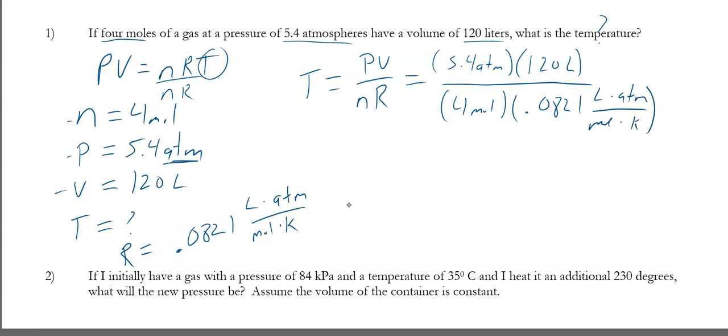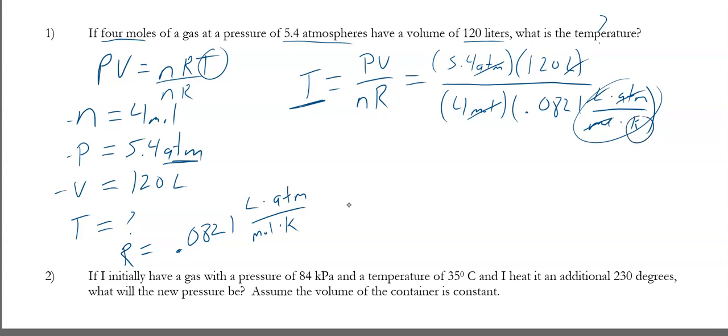Okay, now let's take a look at our units really quick. All the units in our R value should cancel out except for the temperature units, which is over here, because that's what we want to be left with. So let's check that out. Here I have moles here and moles here on the bottom, so those will cancel. I have atmospheres on top here, and I have atmospheres here, and I have liters here and liters here. So all of my units cancel except for Kelvin, and that's what I want.